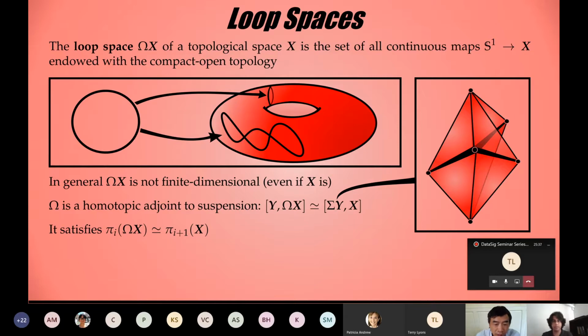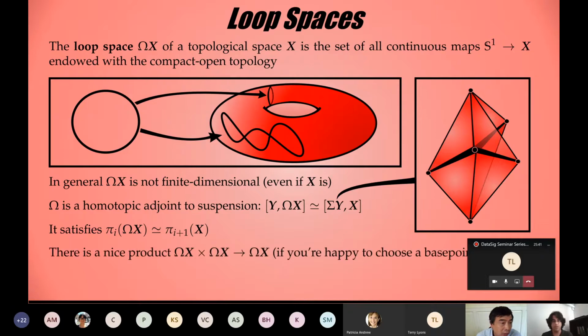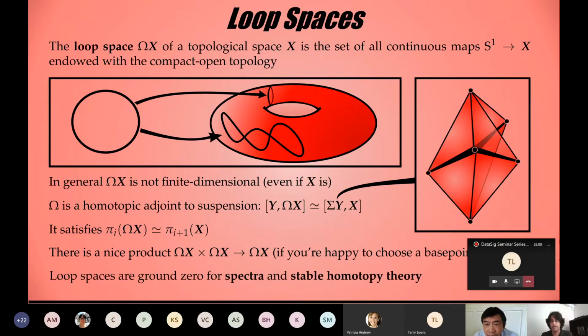So if you want to study the fundamental group of X, you just have to count the number of connected components of the loop space of X. And there's a lovely product structure where if you choose a base point and all your loops start at that base point, then you can do one loop and then you can do another loop. And that gives you yet another, combined mega loop. So there's a nice product structure. And this is really where you begin studying spectra and stable homotopy theory. But again, I do not want to do that.